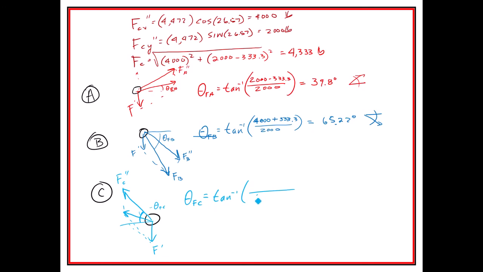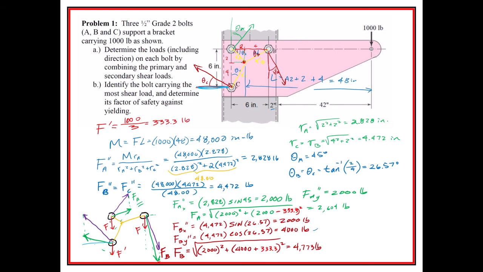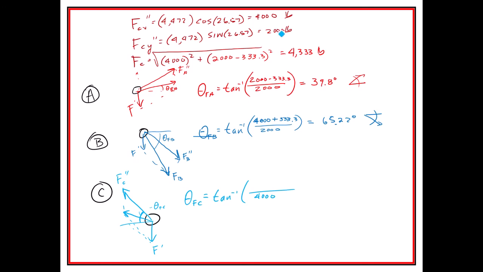So it's going to be the cosine. So it's the 4,000, and the rise is going to be the FC double prime Y. FC double prime Y is the sine of the thing. So it's going to be 2,000 minus the 333.3, so we end up with 22.62.